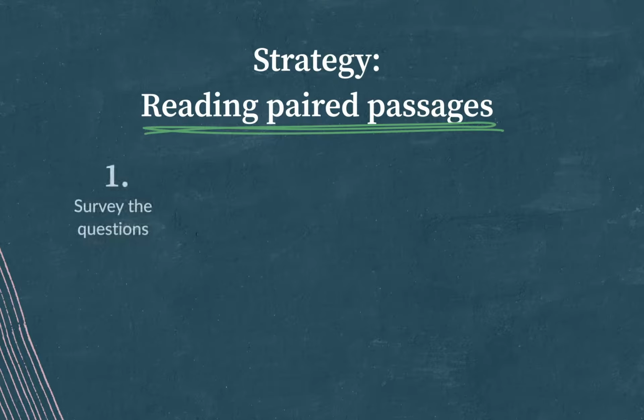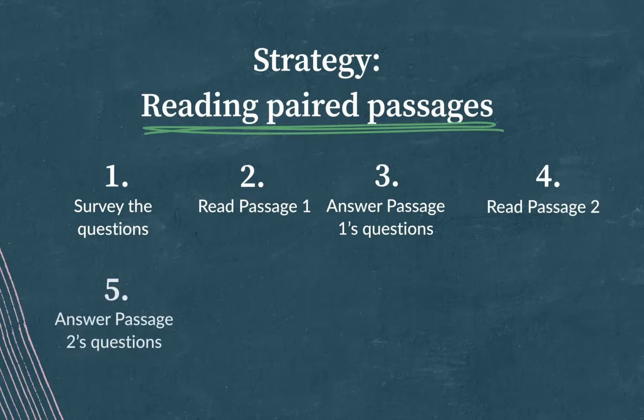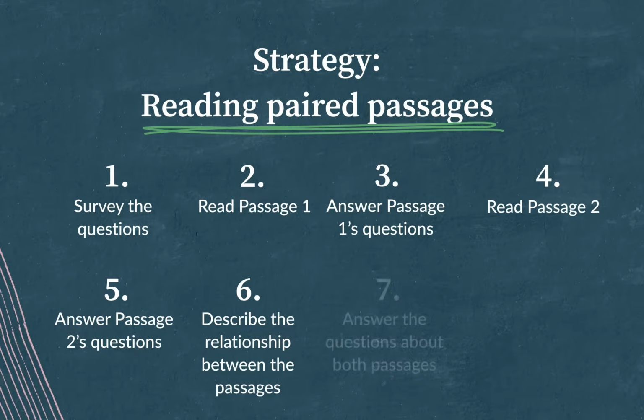First, survey the questions, then read passage 1, then answer passage 1's questions, then read passage 2. Then I'd answer the questions about passage 2, then I would describe the relationship between those two passages, and only then would I go back and answer the questions that are about both passages.